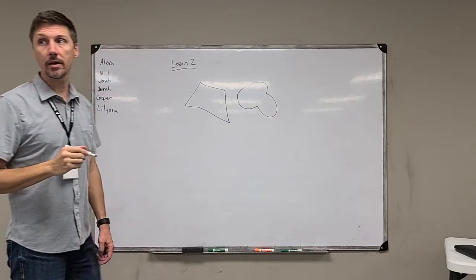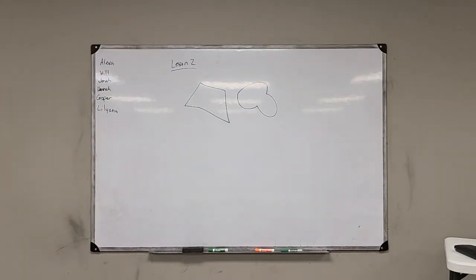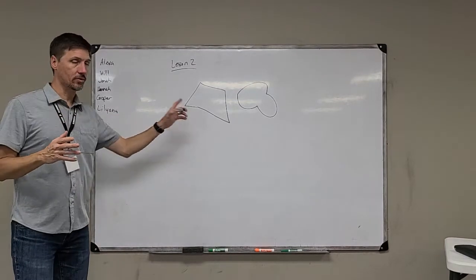Well, that. Is that a polygon? No. So that tells us something else about a polygon. What else has to be the case? It needs to have angles. It has to have straight lines, right?